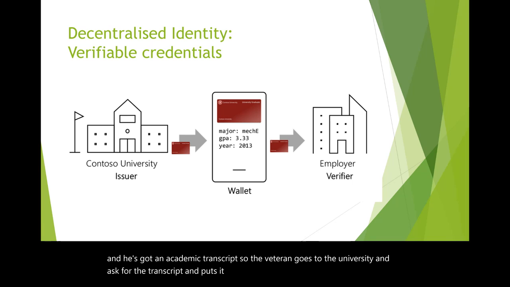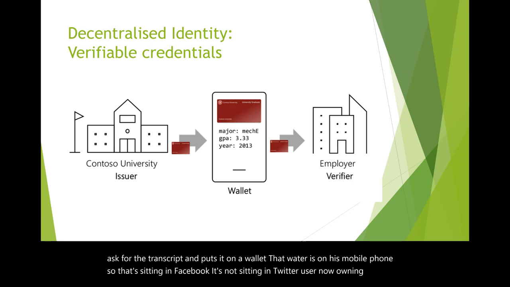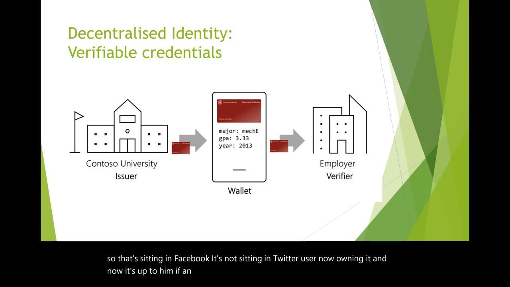So the veteran goes to the university and asks for the transcript and puts it on a wallet. That wallet is on his mobile phone. It's not sitting in Facebook, it's not sitting in Twitter. He's now owning it. And now it's up to him if an employer asks him, please give me your transcript, if you think you're applying for a job. Instead of having to phone them and say, please send the transcript, he can send it straight away. And he decides which employers are going to see your stuff.